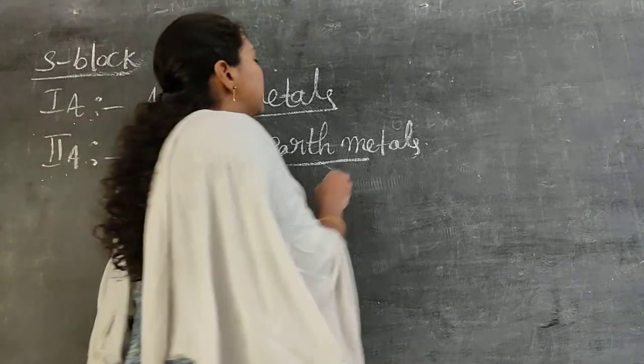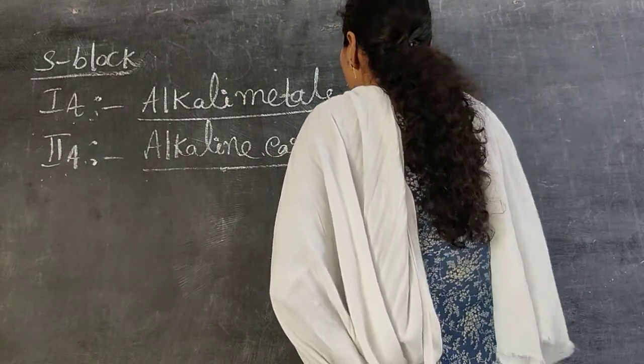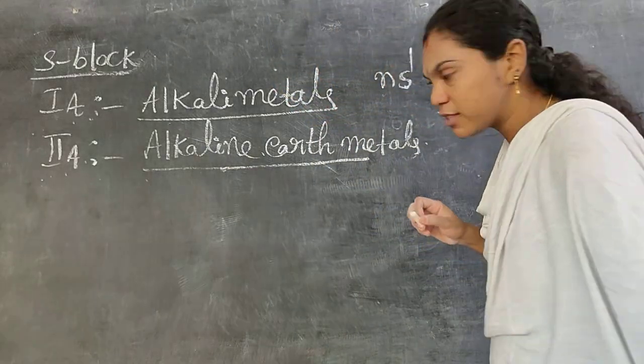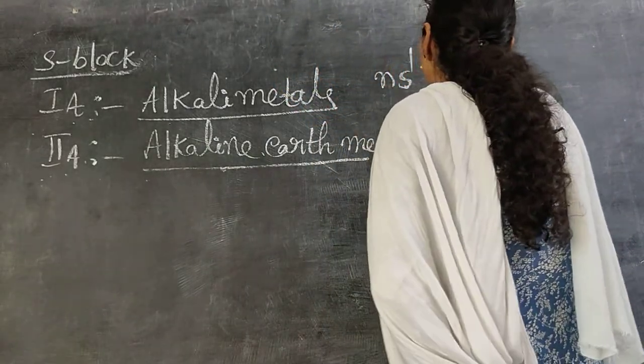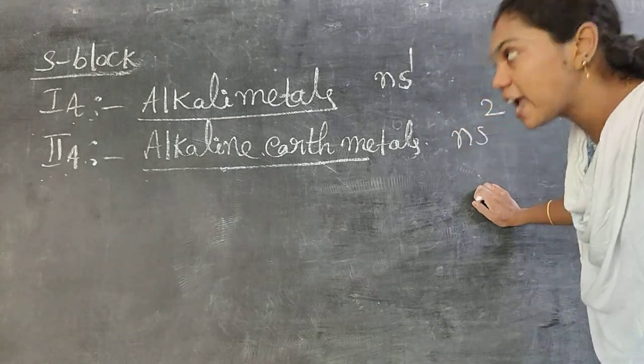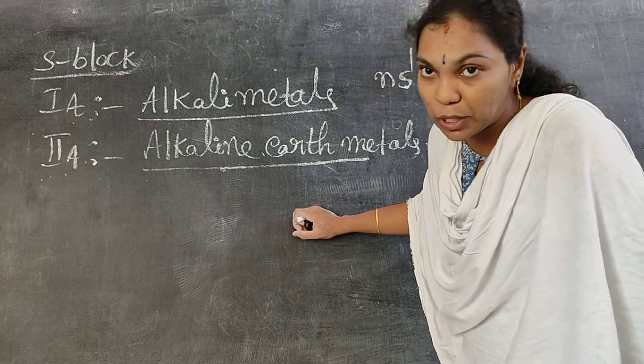The first A group general electronic configuration is ns1. The second A group general electronic configuration is ns2. Do you understand? In S block, two groups are present, that is 1A and 2A.